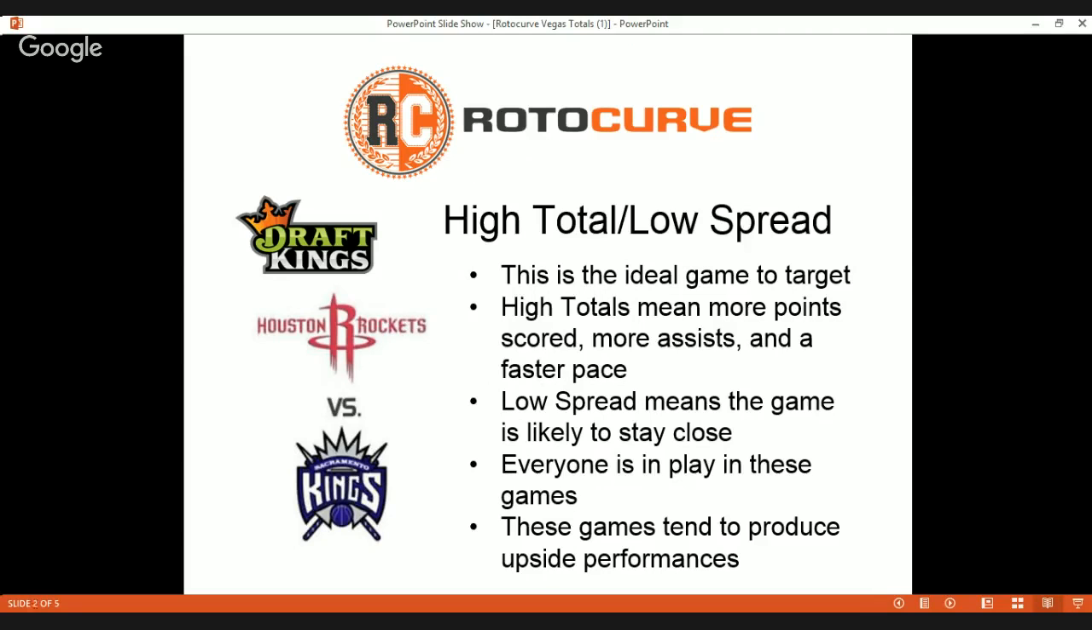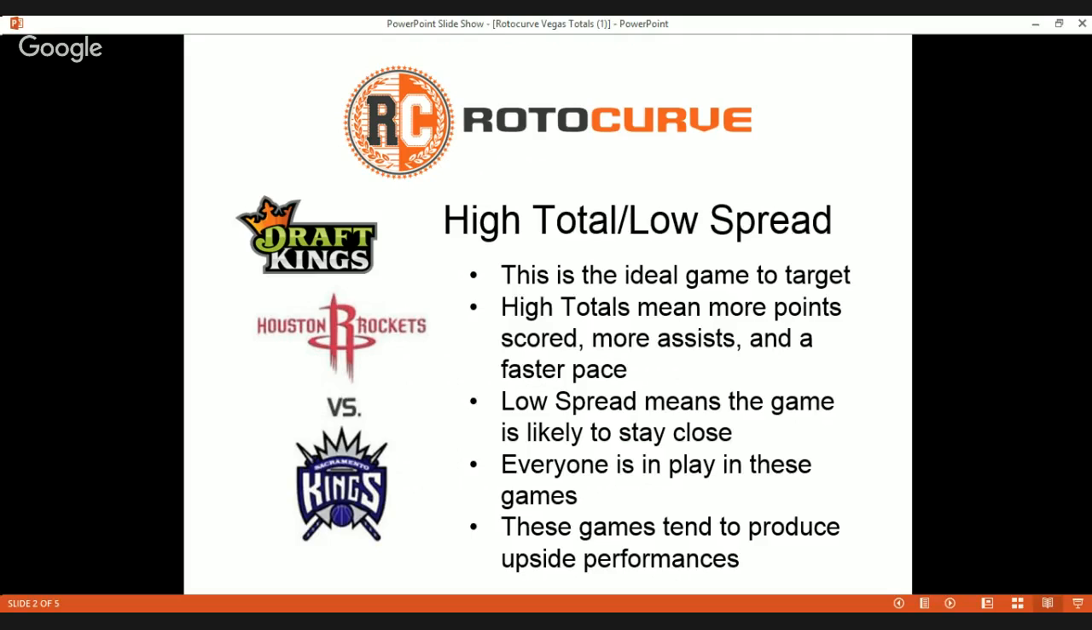So let's talk about the first type of game that can come up, and that's a high total game, so maybe 215, 220, 230 points, and a low spread, so 1, 2, 3, 4, 5 points, something like that. The reason for this is it's going to be the ideal game that we look for to target. A high total means that there's going to be a lot of points scored. The more points scored, the more assists there are on some of those buckets. The pace is usually faster. There's usually more missed shots, so that's more rebounds. So all those things, the increased points, the increased assists, the increased rebounds, the increased possessions or pace that we always talk about, it's just going to be more chances for the guys who we roster from that game to score fantasy points. So that's why we say this is one of the ideal games to target.